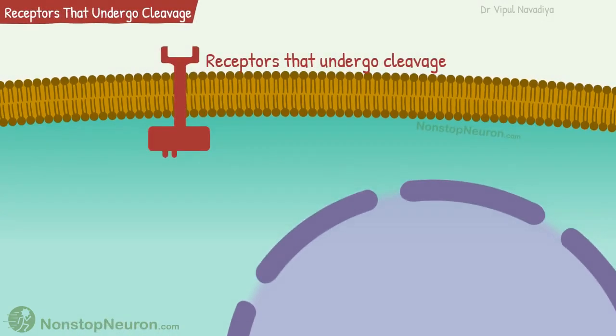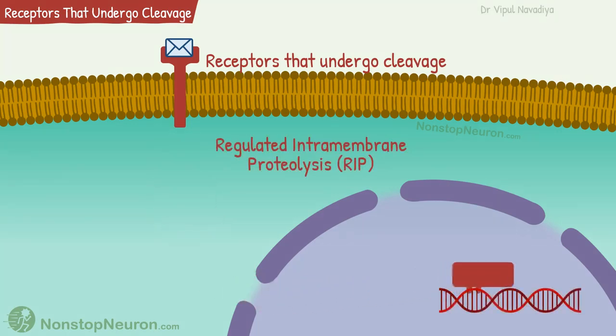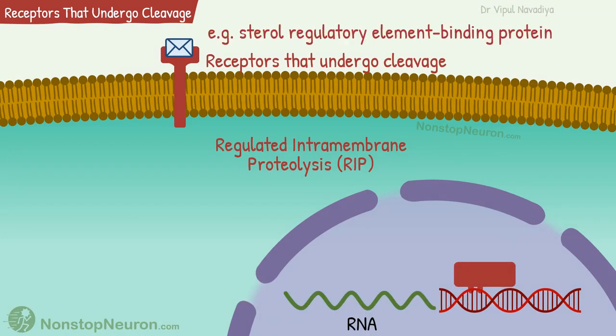Now the final one, receptors that undergo cleavage. They are not typical receptors, but they work like receptors. Upon ligand binding, they undergo regulated intramembrane proteolysis. Released cytoplasmic fragments go to the nucleus and regulate gene expression. For example, sterol regulatory element binding protein found on the endoplasmic reticulum is of this type. So this was all about the receptors.